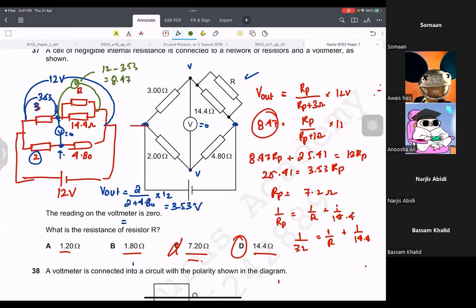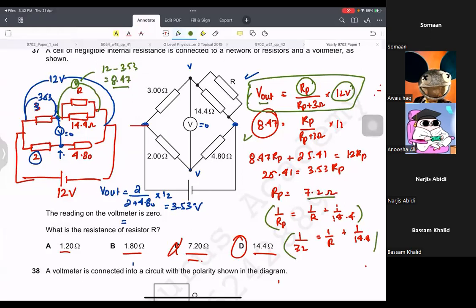Yes. Then what I did was I used V out again. I found the value of the whole parallel resistance through this formula, because I know the total voltage was this. This is RP. This is 8.47 across it, right? This voltmeter. So I got RP to be 7.2. Then I used this to find the resistance for the parallel formula. You see. Yeah. Okay. Got it. This is a distinction question, actually.